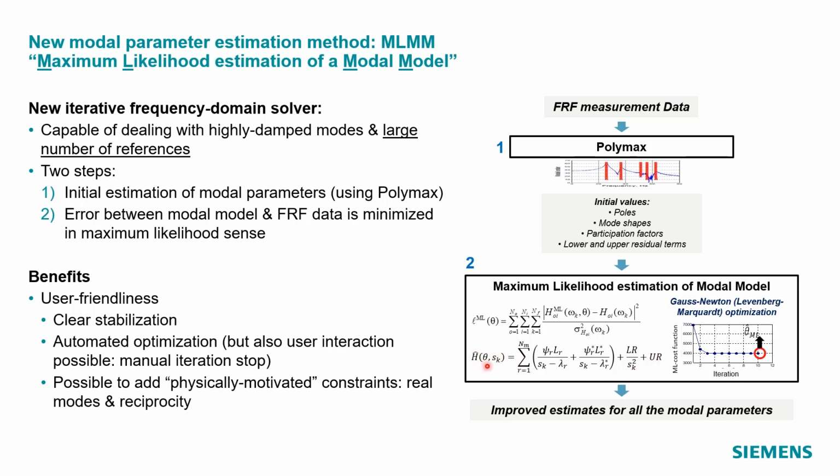So we get synthesized FRFs. We compare them with the measurements, and we calculate what is called a cost function. We sum all these differences over the number of outputs that we have, so the number of accelerometers, the number of shakers or inputs, and the number of frequency lines.